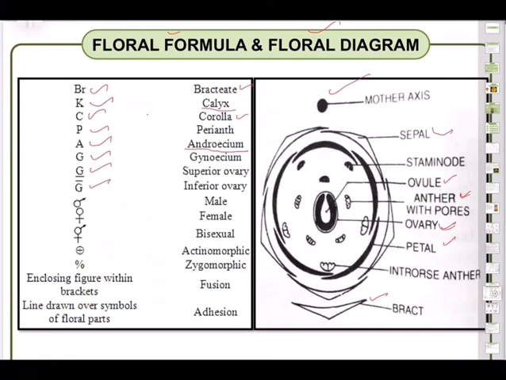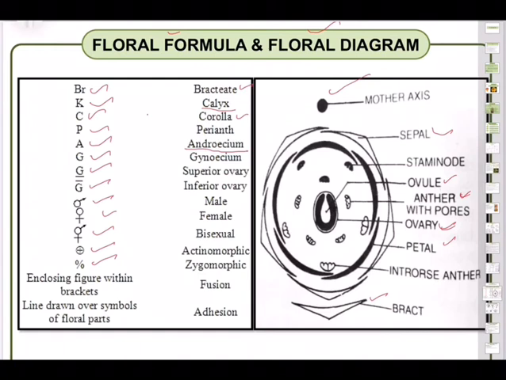Then of course 0 with arrow mark is a male flower. 0 with plus is a female flower. And 0 with both arrow mark as well as plus, then we say bisexual. Both the sexes are present within the same flower. Then actinomorphic. Recollect from your memory, if we cut a flower at a particular angle and we get 2 equal halves, then we say actinomorphic flower. And if you write percentage, then it is zygomorphic. That means you cut at any angle, we are not getting equal parts, then we say zygomorphic.